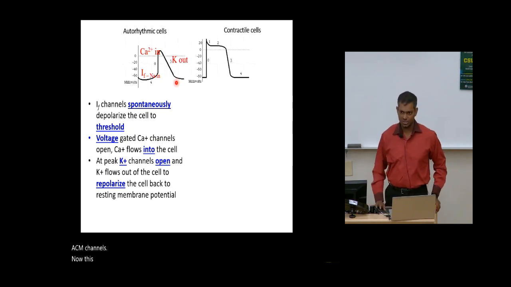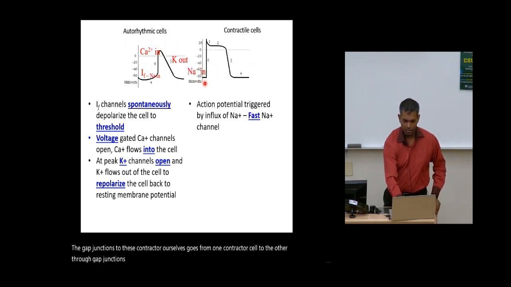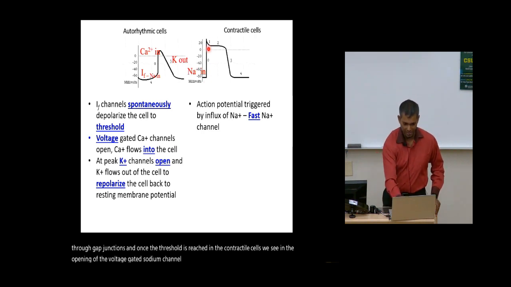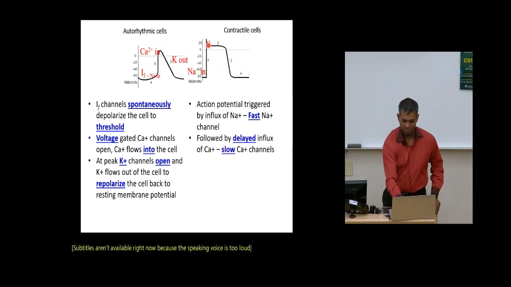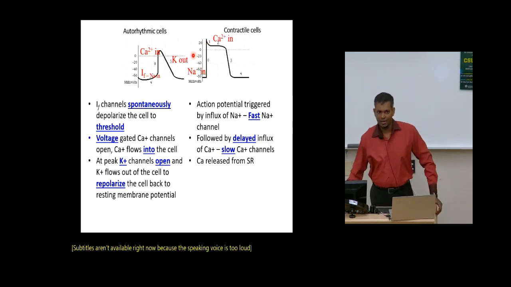Now, this action potential will be passed on through the gap junctions to these contractile cells. So it goes from one contractile cell to the other through gap junctions. And once the threshold is reached in the contractile cells, we see the opening of the voltage-gated sodium channels, which will cause this rapid depolarization in the membrane potential, and that is followed by the plateau phase, because you have calcium coming in and it is going to offset the potassium ions leaving out. That's why there's this plateau phase.